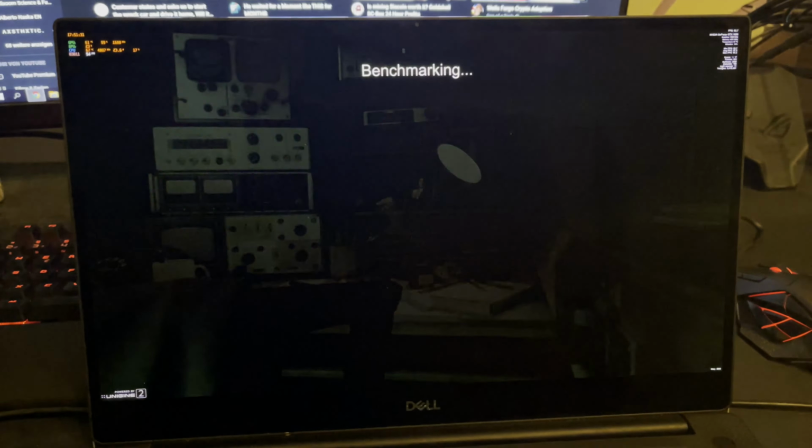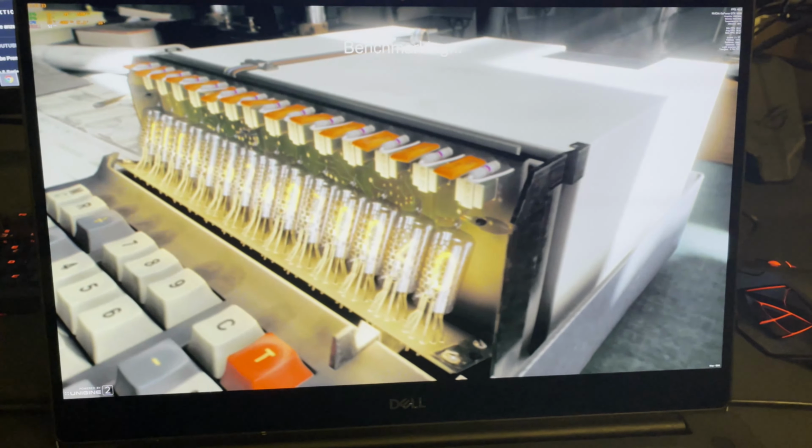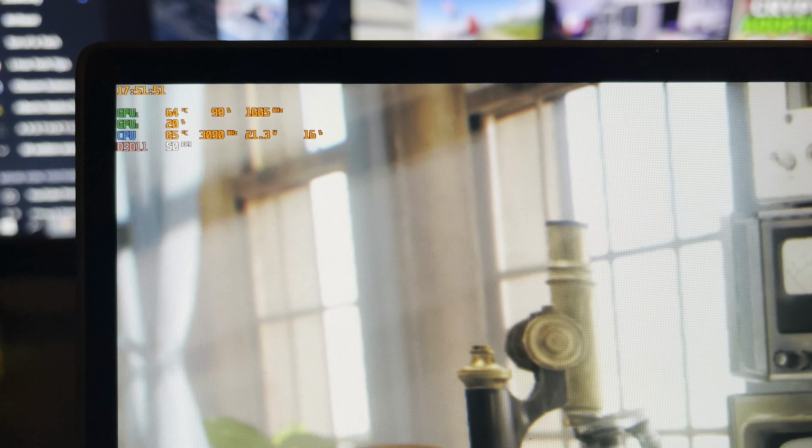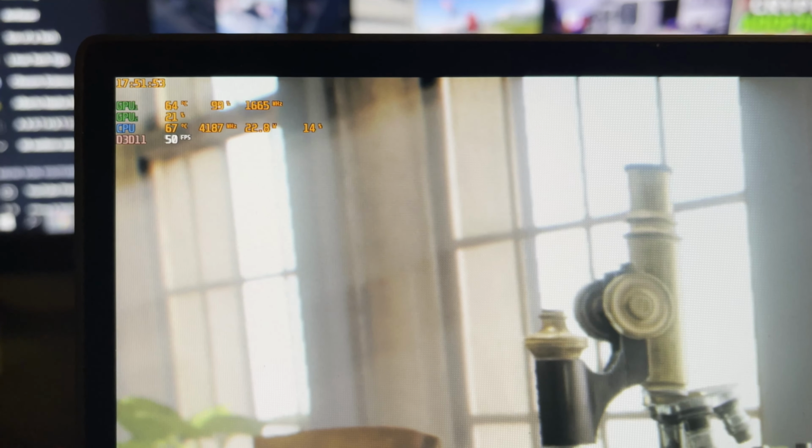Sorry for the sound, I forgot to disable it. But as you can see, we're having around 1700 megahertz with 51 FPS, already hitting 63 degrees Celsius, which is okay. I guess the fans will start to spin up soon and it will probably top out here.